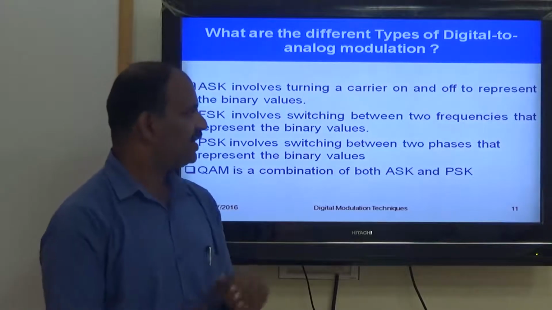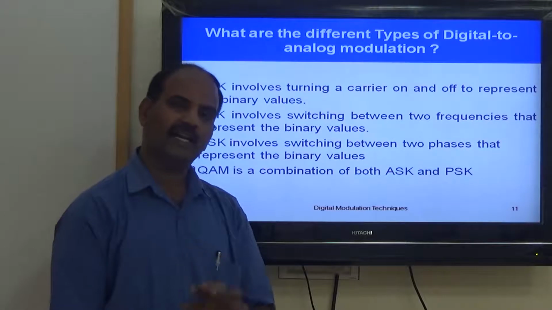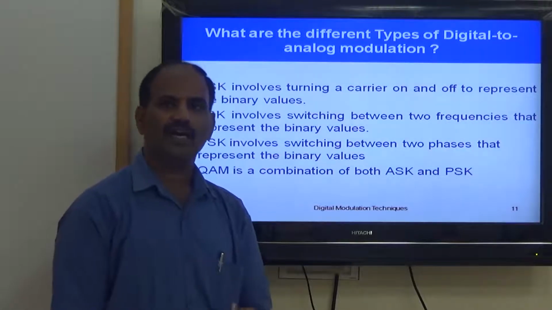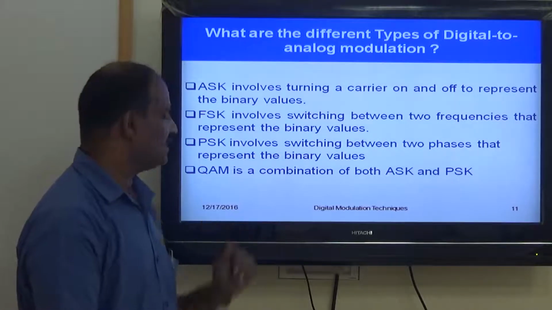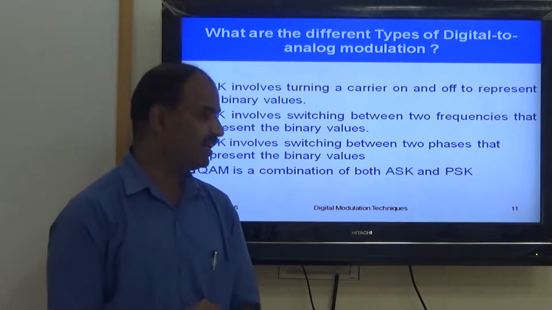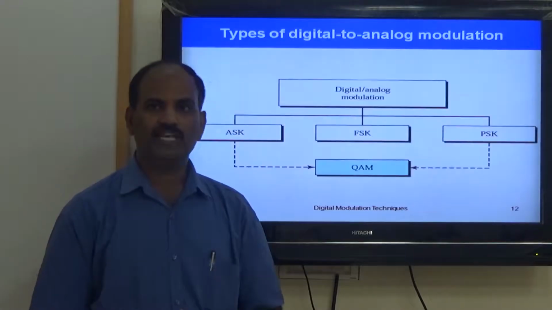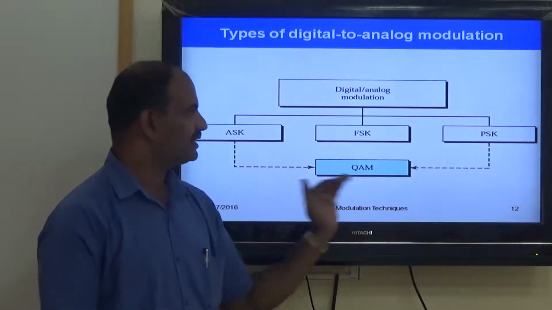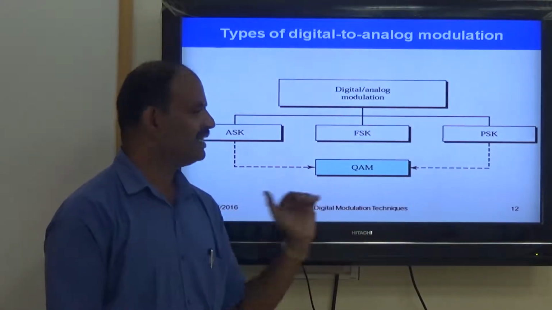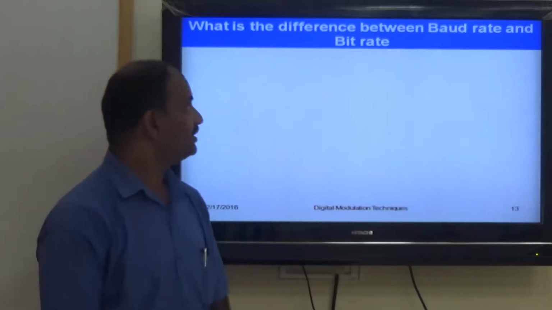phase shift keying, in which we use the same carrier frequency, but the phases are different: one is phi 1 and another is phi 2. So shifting phases between phi 1 and phi 2 is called phase shift keying. Another is QAM, that is quadrature amplitude modulation. It is a combination of both ASK and PSK. So digital modulation: ASK, FSK, PSK. The combination of ASK and PSK is quadrature amplitude modulation.